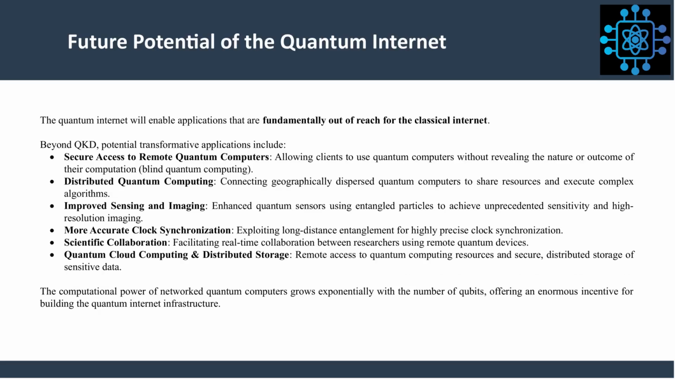The quantum internet promises transformative applications beyond classical capabilities. Secure access to remote quantum computers enables blind quantum computing. Distributed quantum computing connects distant quantum systems for complex tasks. Enhanced sensing and imaging leverage entangled particles for superior precision. Long-distance entanglement improves clock synchronization. Quantum cloud computing and distributed storage offer secure data management, while scientific collaboration benefits from real-time remote device access.